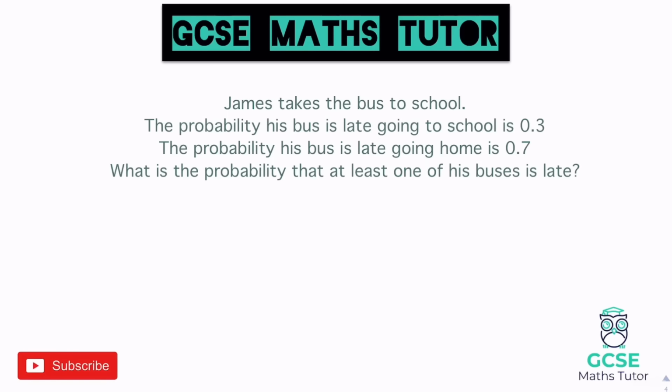So another probability question. James takes the bus to school. The probability his bus is late going to school is 0.3, and the probability his bus is late going home is 0.7. What is the probability that at least one of his buses is late? Let's have a look at creating a tree.